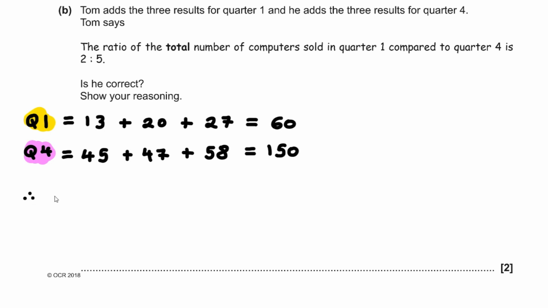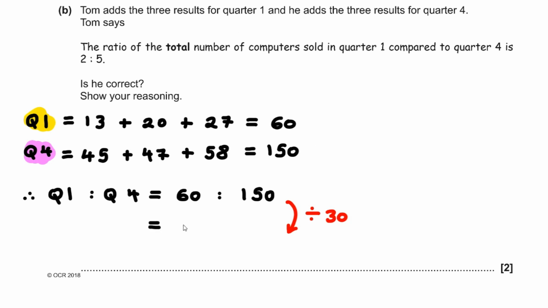So therefore the ratio of quarter 1 to quarter 4 is 60 to 150, and if I divide by 30 what we end up with is 2 to 5, which is what he said, which means Tom is correct.